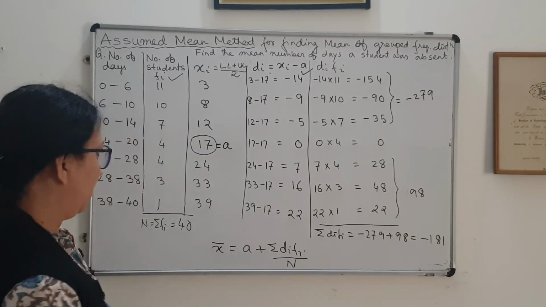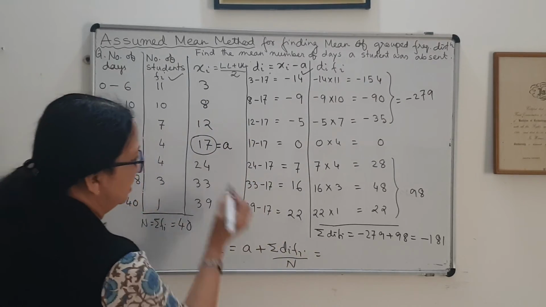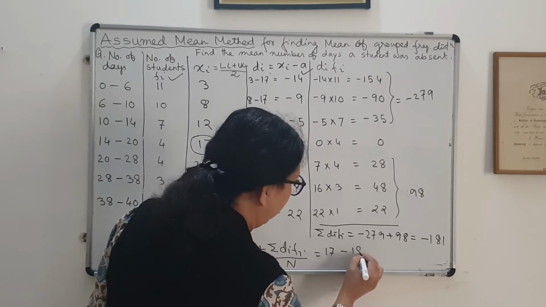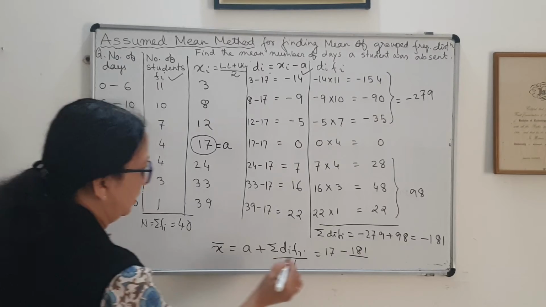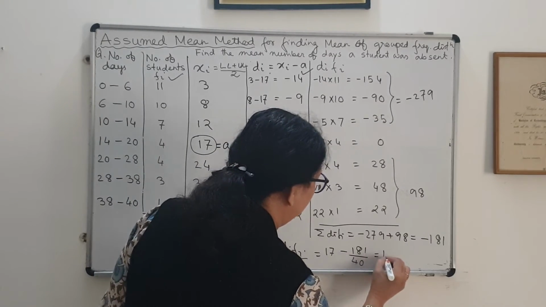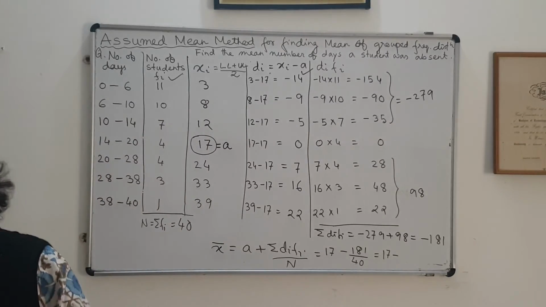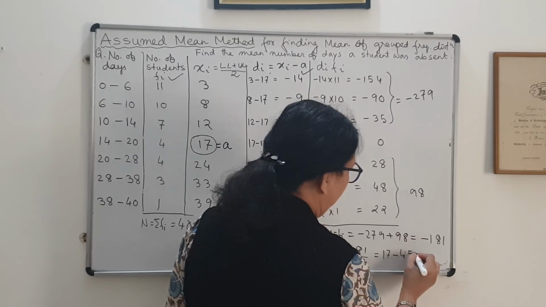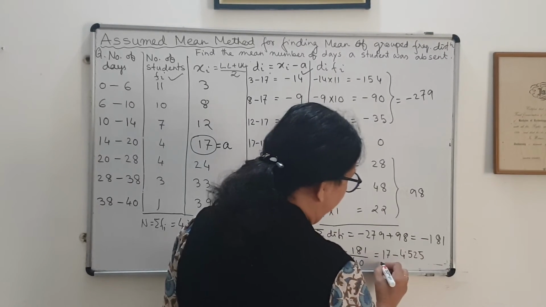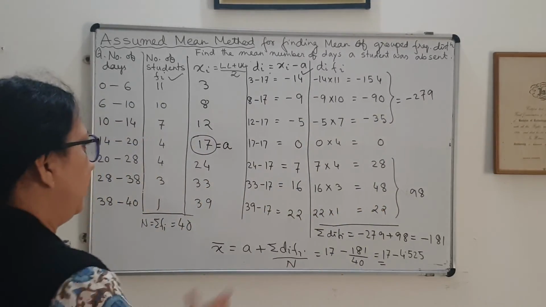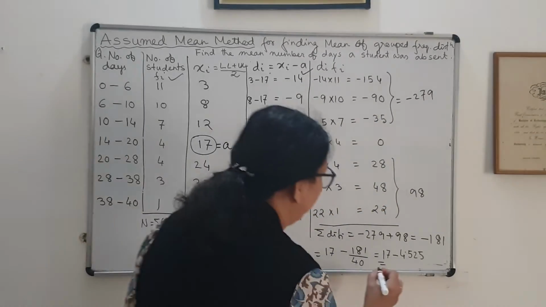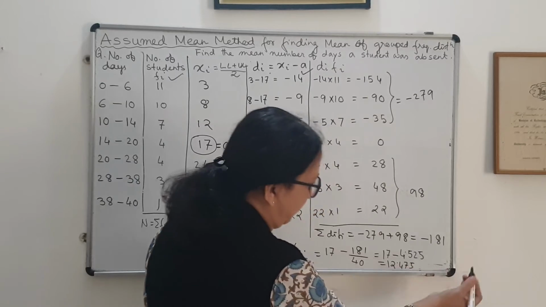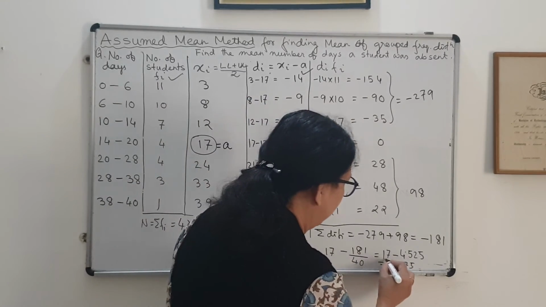Now I put the values in this formula. So your A is 17, the assumed mean, and sigma di fi is minus 181, and N is your 40. So if I do the calculation, it will become 17 minus 181 by 40, which comes out to be 4.525. Okay. So the final answer, if I do the subtraction, will be 12.475, or you can approximate 12.48. So this is the final answer.